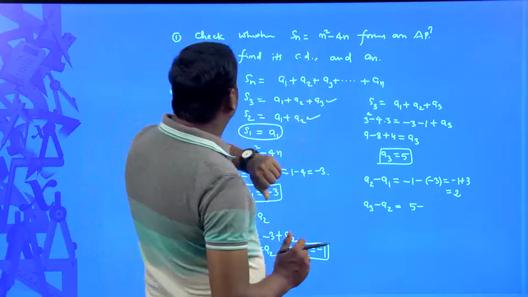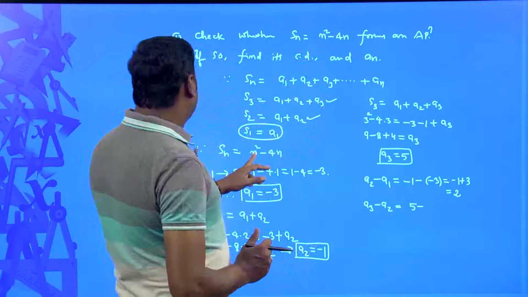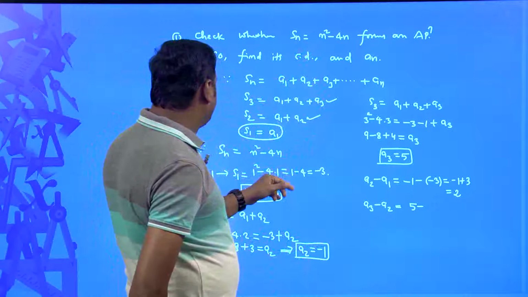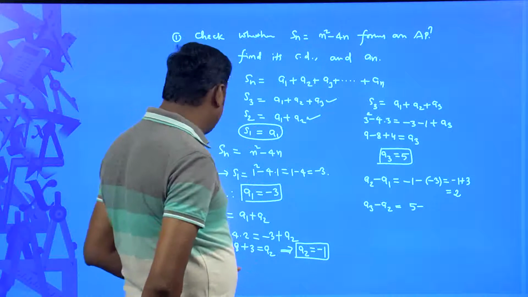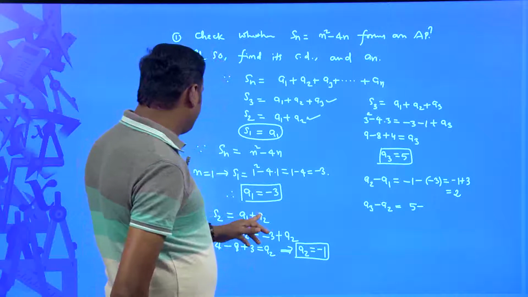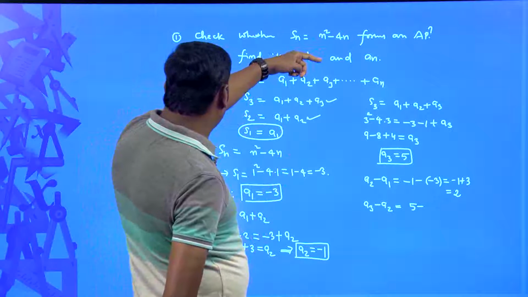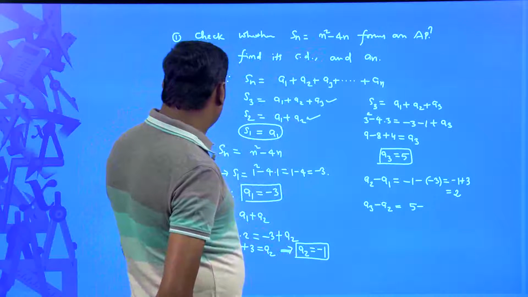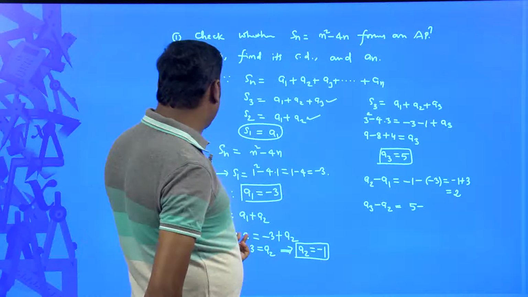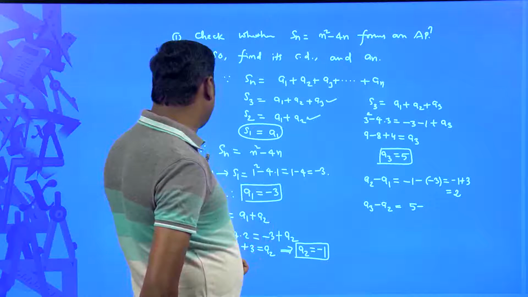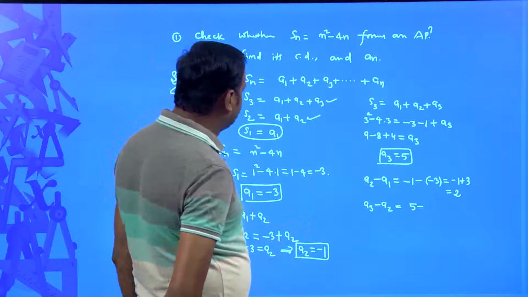Sn is equal to n square minus 4n. When you put n is equal to 1, then I will get 1 square minus 4 into 1, which is 1 minus 4, equal to minus 3. And S2 is equal to a1 plus a2. When I put 2 here, 2 square minus 4 into 2 is equal to minus 3 plus a2. 4 minus 8, that is minus 4, plus 3. So, minus 4 plus 3 is equal to minus 1. So, a2 is equal to minus 1.